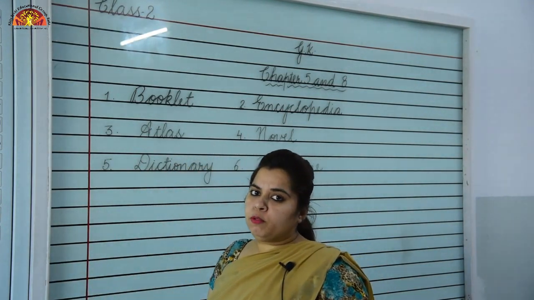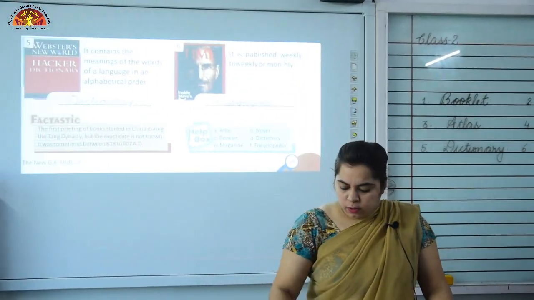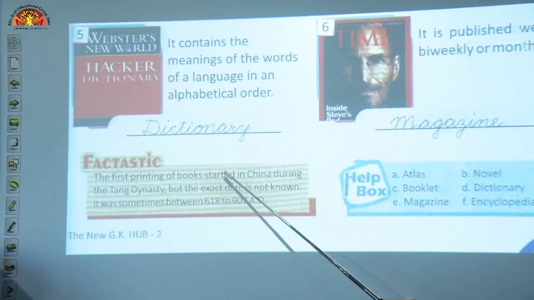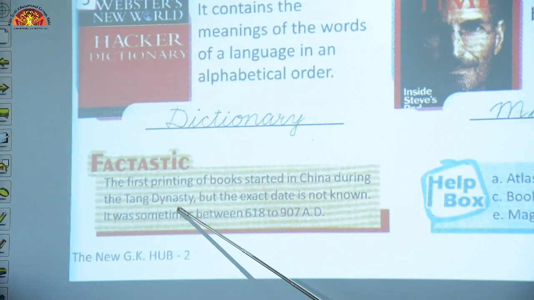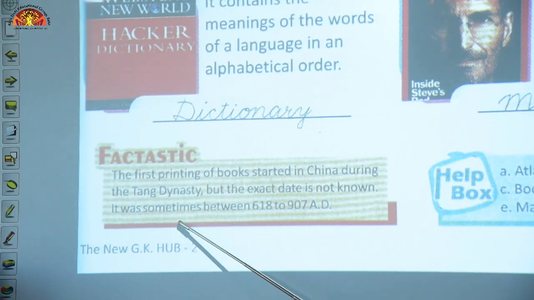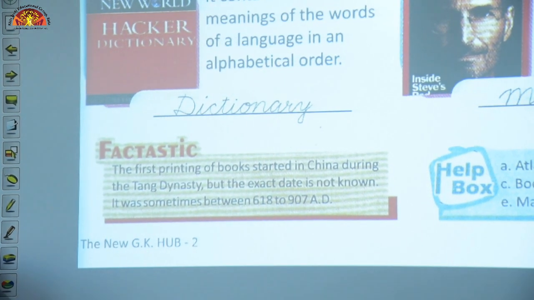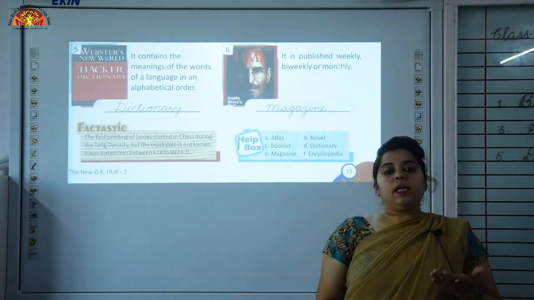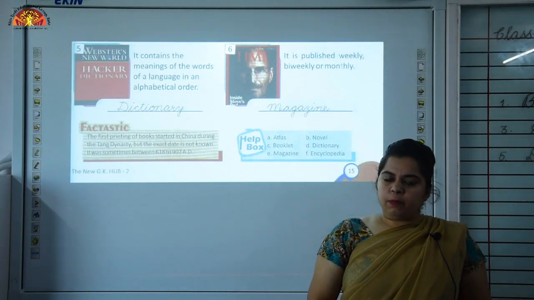And now let's see one fact. The first printing of books started in China during the Tang dynasty, but the exact date is not known. It was sometime between 618 to 907 AD. Okay, where was the first printing of books started? In China. I hope you must have understood both the chapters.